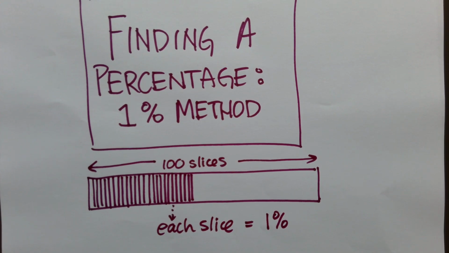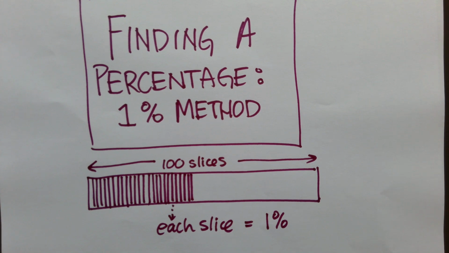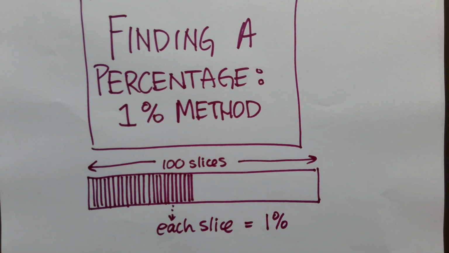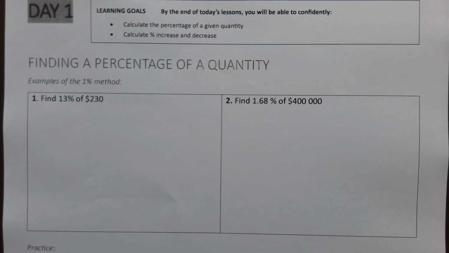So if we are going to find 10% of something, well, it's just 10 of these slices, isn't it? If we're going to find 97% of something, well, it's 97 of these slices. And that's a very important concept. Let's have a look at how we actually do it. Now, this is called the 1% method. You don't have to do it this way, but we might find it actually helps a lot of people.